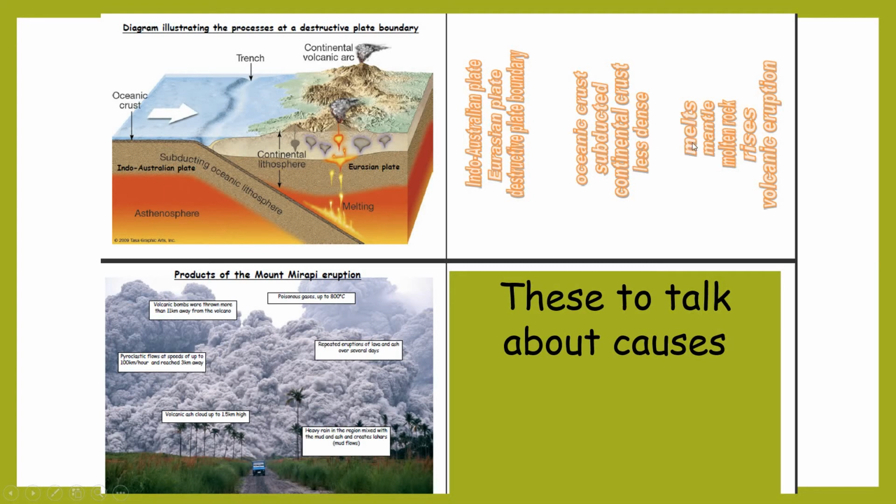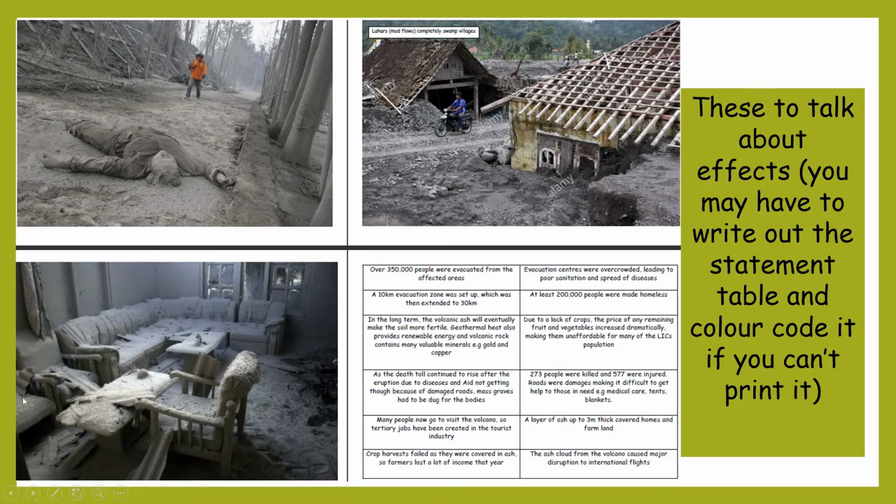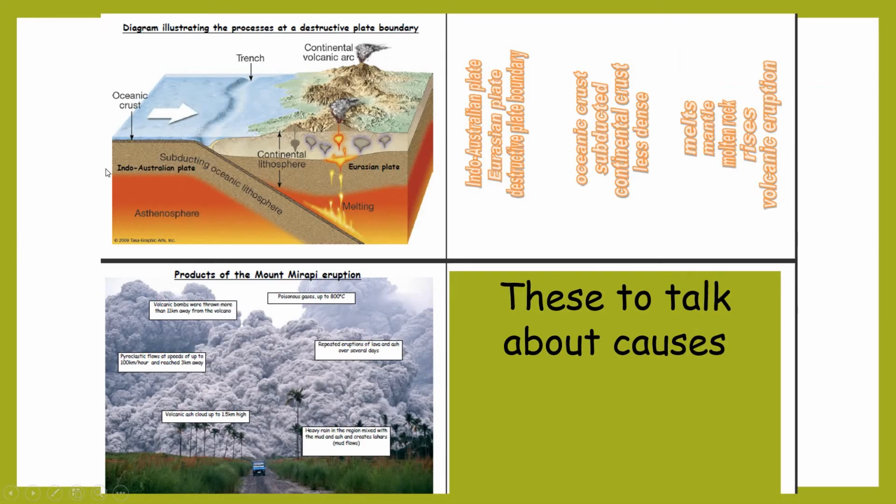The oceanic Indo-Australian crust melts in the mantle and creates extra molten rock that rises and burns through the continental crust to create a volcanic eruption. You can see that's what's happening here. So again, the Indo-Australian plate is subducted beneath the Eurasian plate because it is more dense, or the Eurasian plate is less dense. The subducted oceanic crust melts in the mantle and burns through the continental plate to form a volcanic eruption.